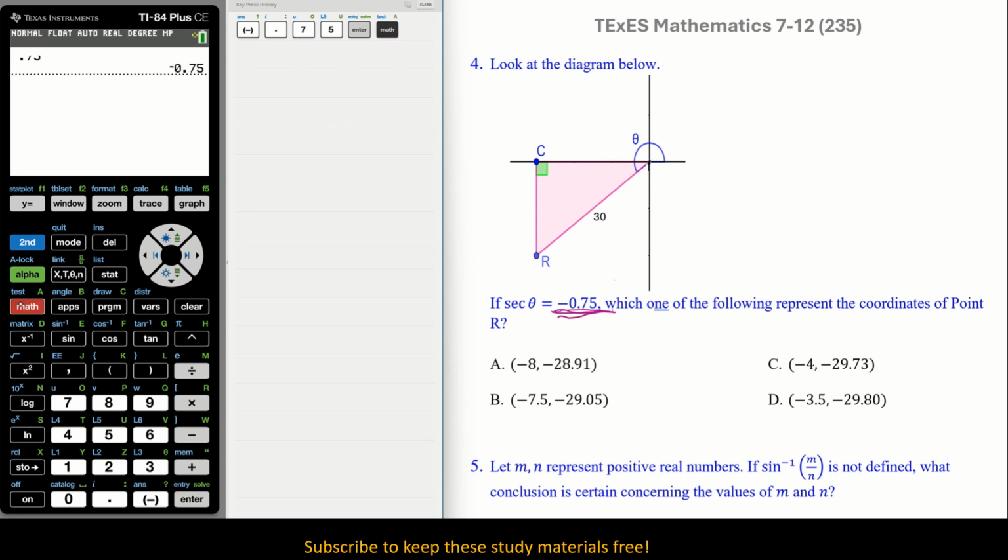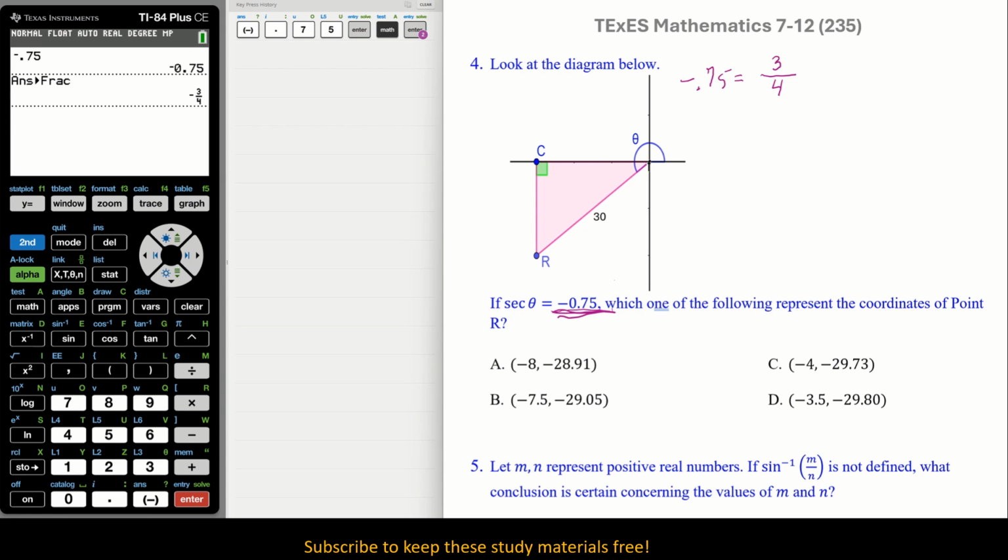Now what do I do? I push math. It's highlighted on fraction, push enter, enter again. It gives me that 3/4. Now it's our decision to look at what we need. Well, obviously, they're giving us the third quadrant again, and that means that we have the same situation. So let me write this out. So negative 0.75 equals the 3/4.